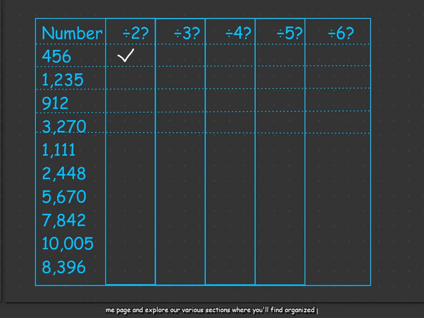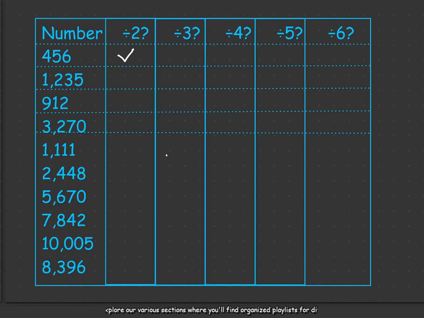Let me just take, then let's come to 3. We said the number is divisible by 3 if the sum of the digits is divisible by 3. So over here, we have 4 plus 5, which gives us a 9. Then 9 plus 6 also gives us a 15. Is 15 divisible by 3?